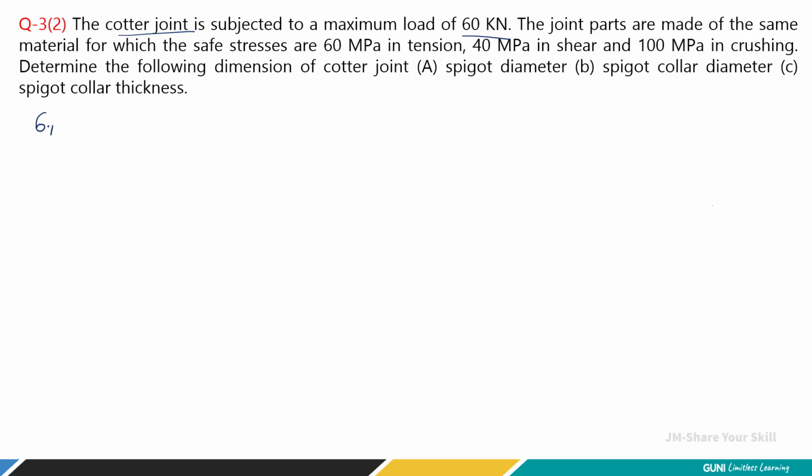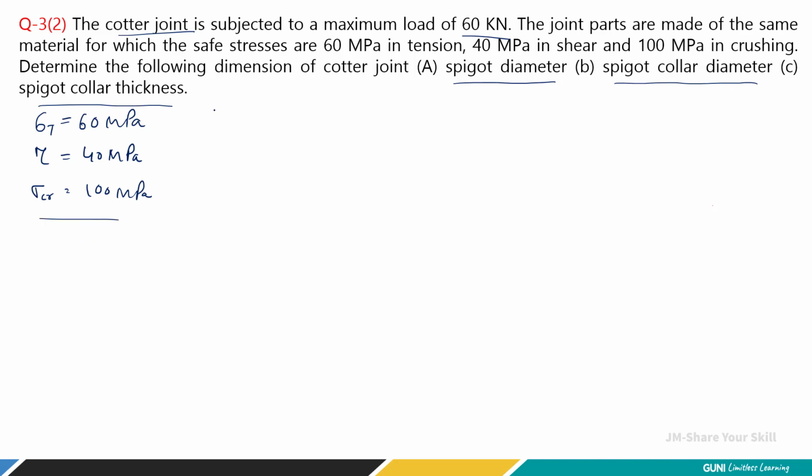So let me write over here, 60 in tension. Then 40 megapascal in shear. Then 100 megapascal in crushing. Okay. Now determine the following dimensions of the Cotter joint. One is spigot diameter. Then the second is spigot collar diameter. And lastly, the spigot collar thickness. Okay, so let's try the first one.